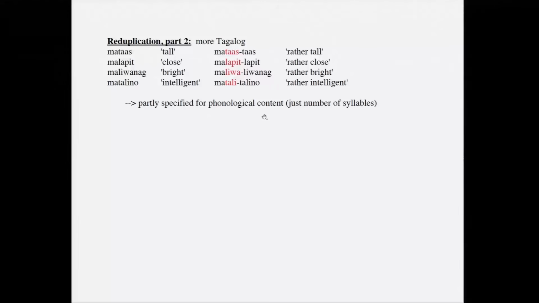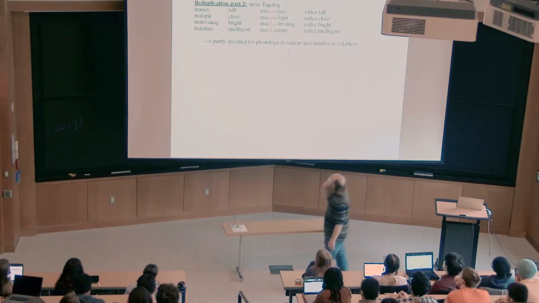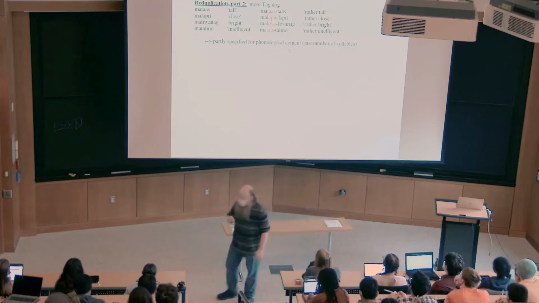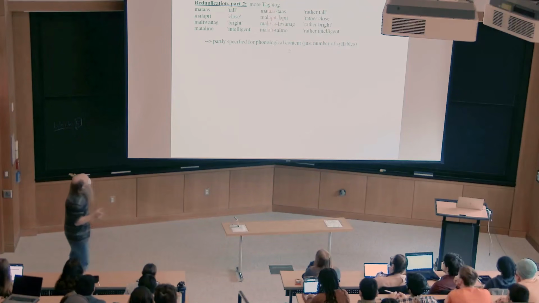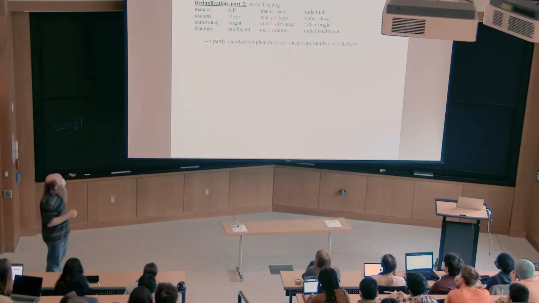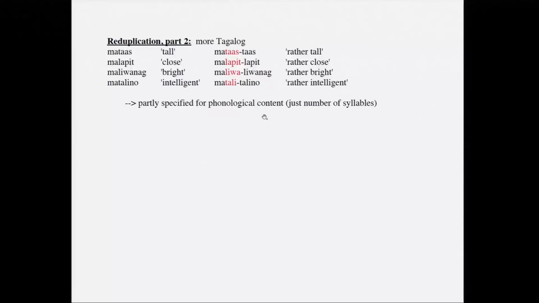Tagalog has several different kinds of reduplication. Here's another one. If you want to say that something is rather adjective, there are a bunch of adjectives that start with the prefix ma. Not all adjectives do. And then the way to say that something is rather adjective is to reduplicate the first 2 syllables of the adjective. If the adjective is only 2 syllables long, then you reduplicate the whole thing. So you get mataas taas is rather tall, or malapit lapit is rather close. If it's longer than that, then you just copy the first 2. So you get maliwaliwanag or mantalitalino for rather intelligent.